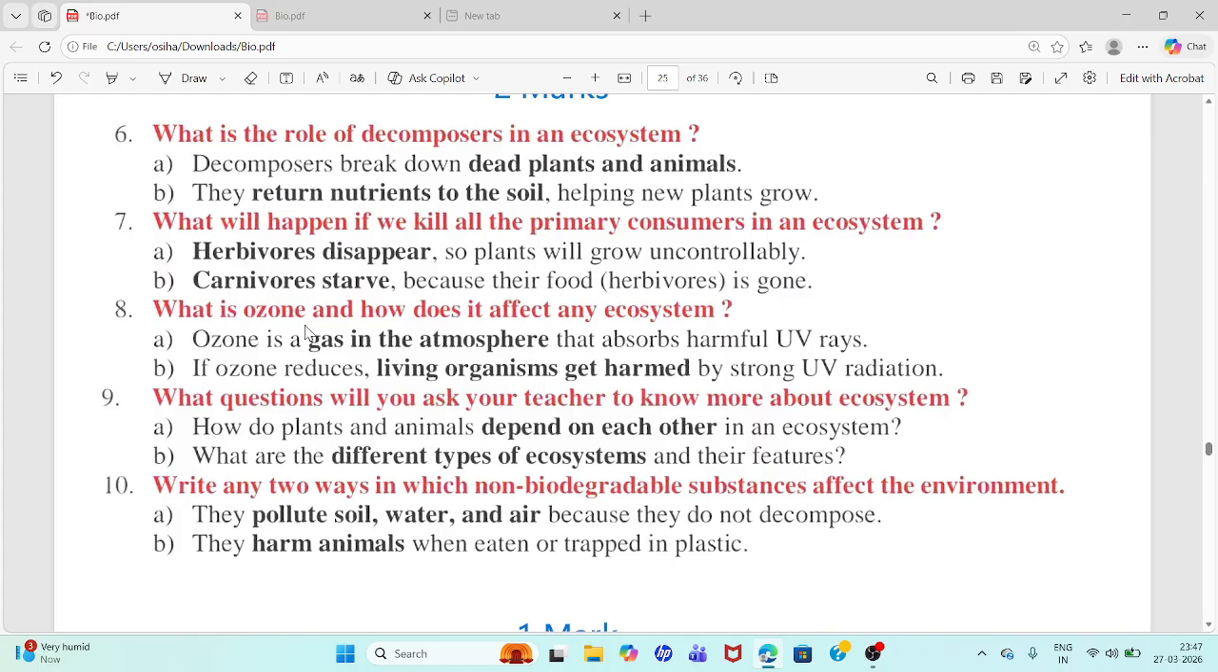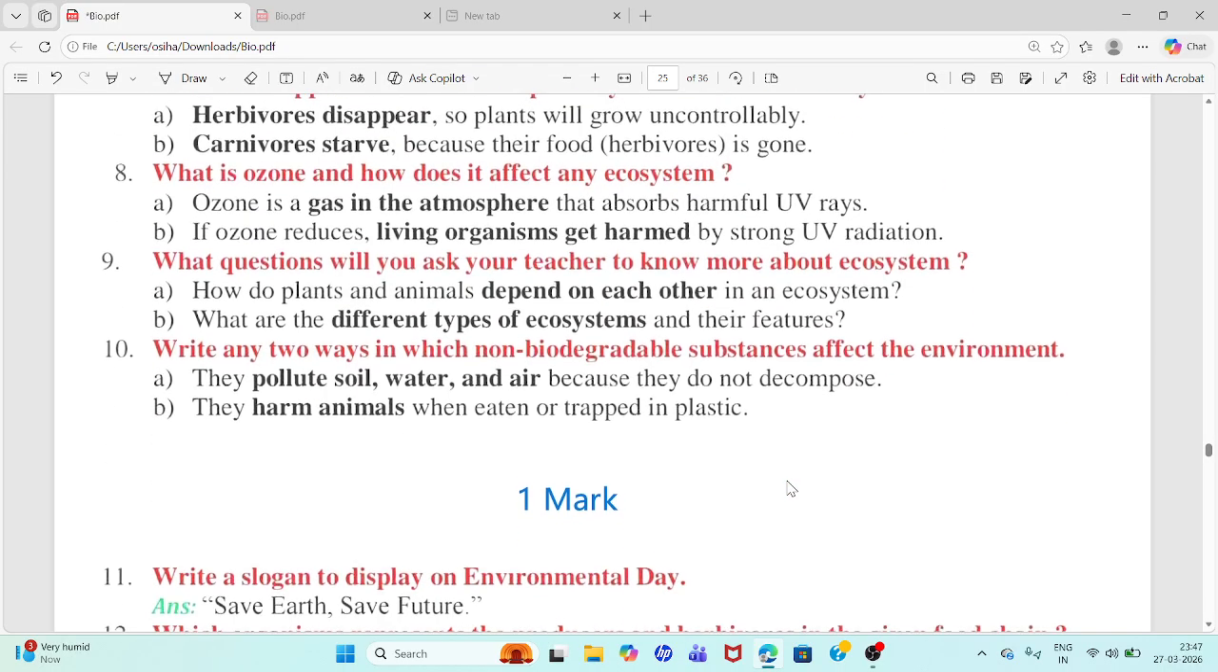Eighth question. What is ozone and how does it affect an ecosystem? Ozone is a gas in the atmosphere that absorbs harmful UV rays. If ozone reduces, living organisms get harmed by strong UV radiation. Ninth question. What questions will you ask your teacher to know more about ecosystem? How do plants and animals depend on each other in an ecosystem? What are the different types of ecosystems and their features?